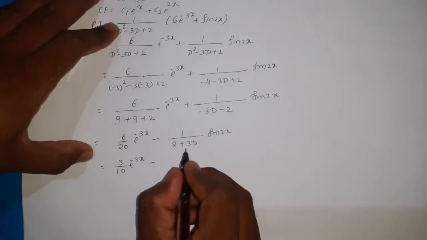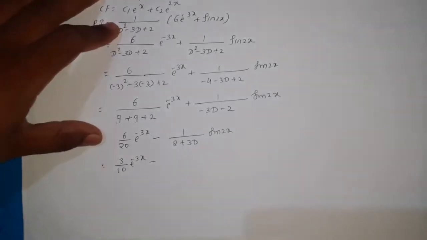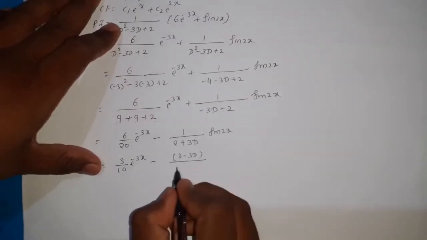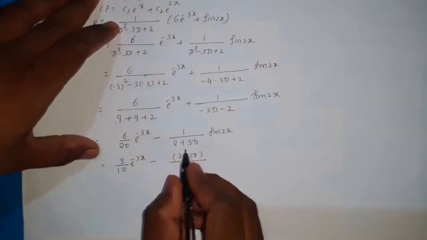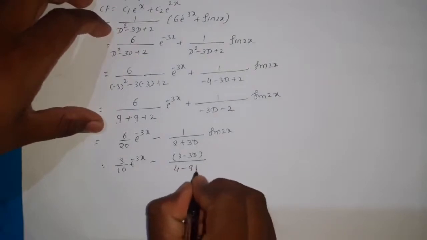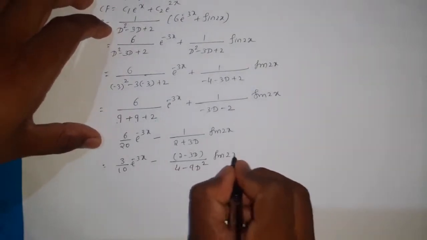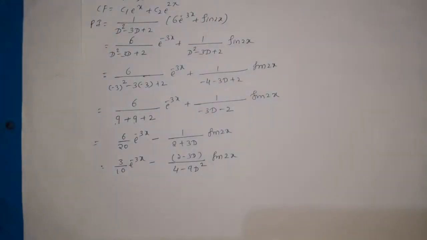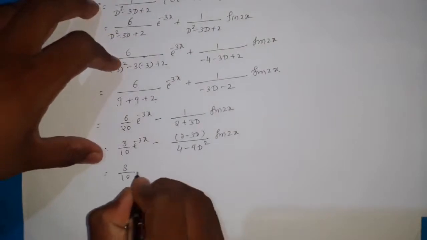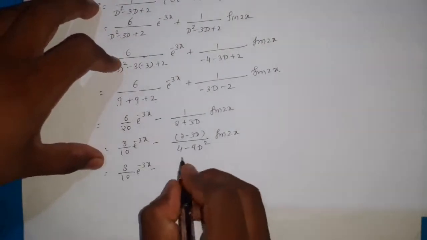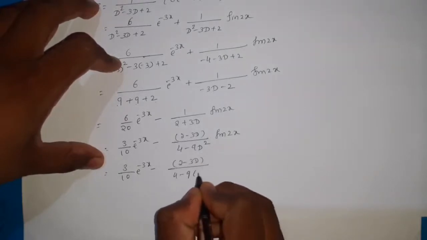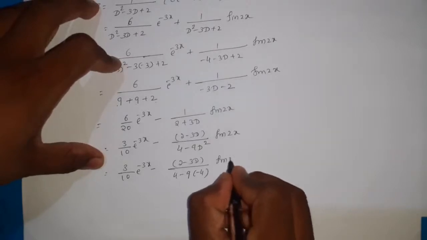So here it is a linear factor of D. So therefore rationalize the denominator by multiplying 2 minus 3D, and the here 2 plus 3D is already there. Then after multiplying by 2 minus 3D, that becomes 4 minus 9D square sin 2x. Directly a square minus b square form. Then this is equal to 3 by 10 e power minus 3x minus 2 minus 3D divided by 4 minus 9 into minus 4 into sin 2x.